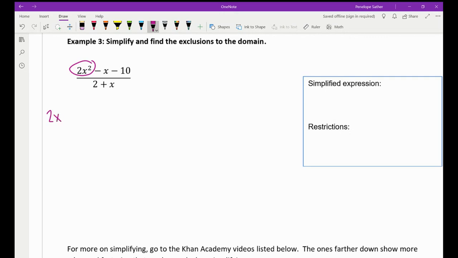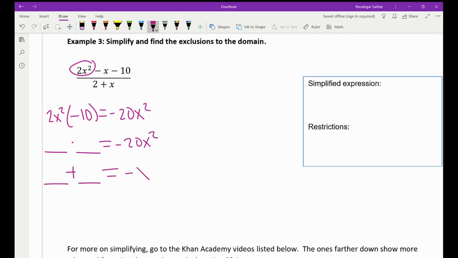So if we multiply our first term times our last term, we end up with negative 20x squared. Okay, so now we need to find 2 terms that are going to multiply together to be negative 20x squared, but also add up to be the term in the middle. So this is a little different from the factoring we did on the last problem, because it's not just that negative 10 at the end, it's that negative 10 times the term at the beginning.